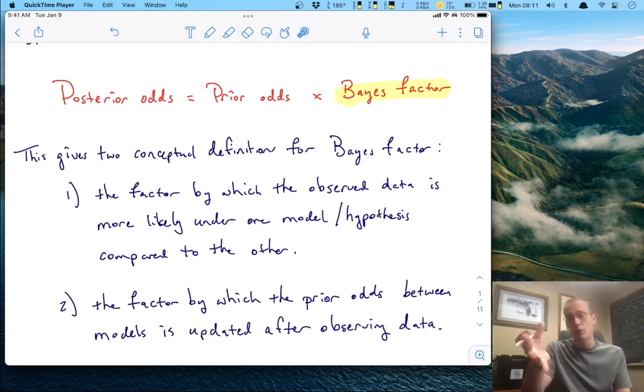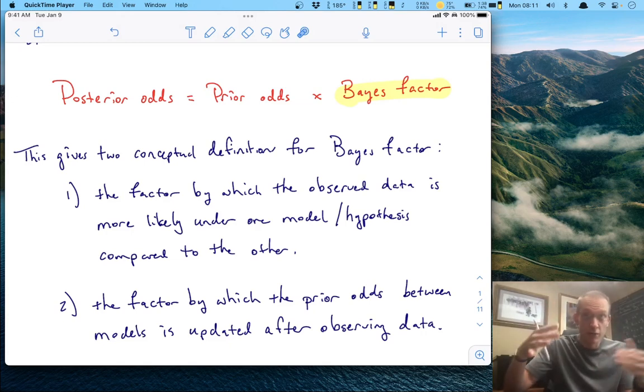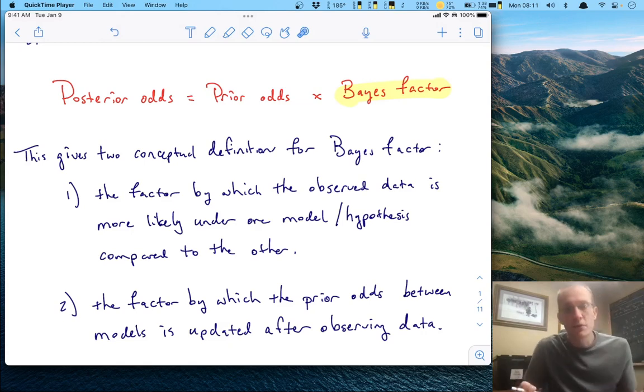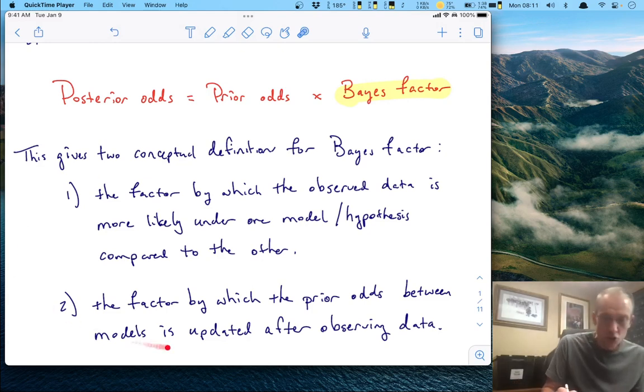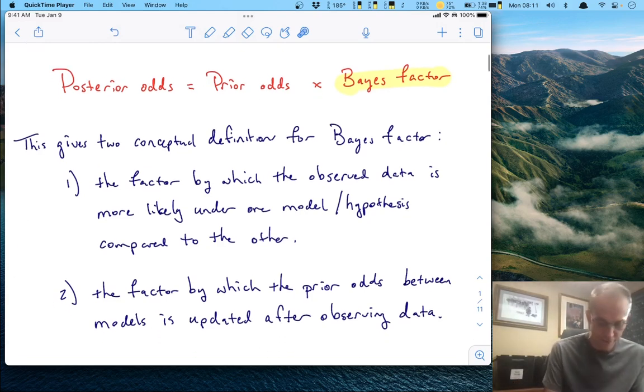Now, this is pretty powerful because you're going to learn very quickly in this video that Bayes factors, while generally hard to compute, are easy to compute with the right software. And so you need to know what to do with those numbers. And this gives you two ways that you can interpret these Bayes factors.